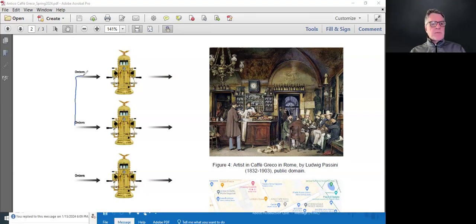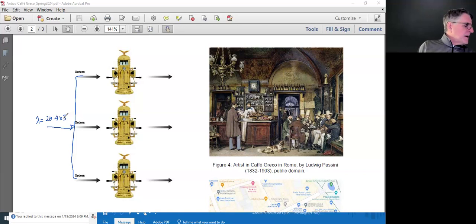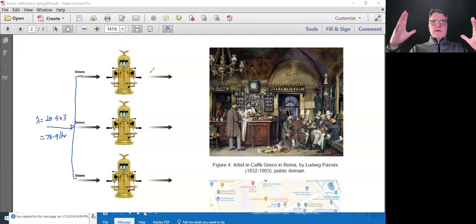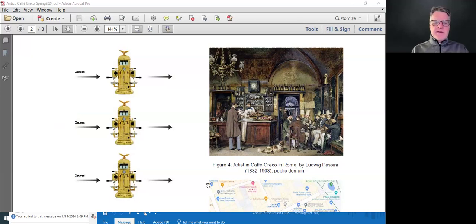I'm going to put them all together. In other words, here the arrival rate is going to be 26.4 times 3. That ends up being 78.9 per hour. Nothing else changes. All you do is enforce a single line for these orders. All the tables just get funneled into the same order. Nothing more elaborate than that. So let's have a look and see what the impact is going to be.